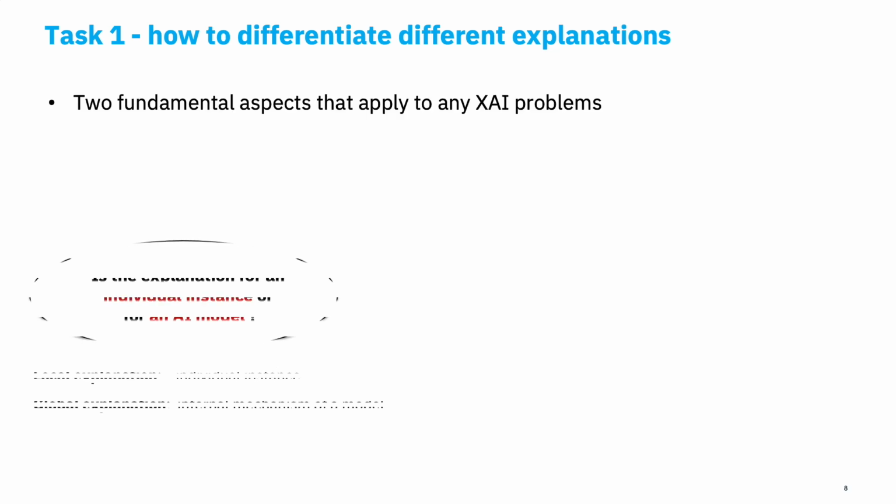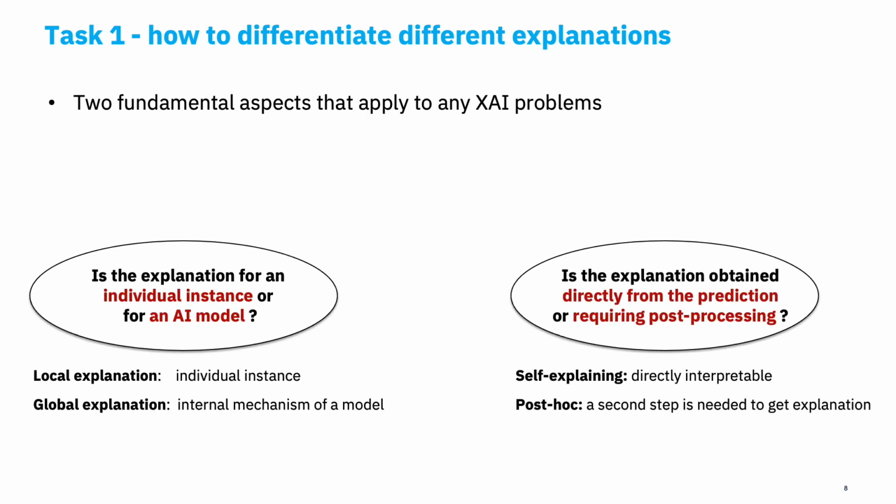Therefore, in our literature review, we look into two fundamental aspects that were widely considered in previous surveys and tutorials. The first aspect is whether the explanation is for an individual instance or for an entire AI model. Based on this, we have local explanation that focuses on providing justifications for an individual instance, and we have global explanation focusing on revealing the internal mechanism of an AI model. It's worth mentioning that global explanation usually implies local explanation. Local and global explanation are two widely accepted concepts in XAI, not just for NLP, but also for general XAI research.